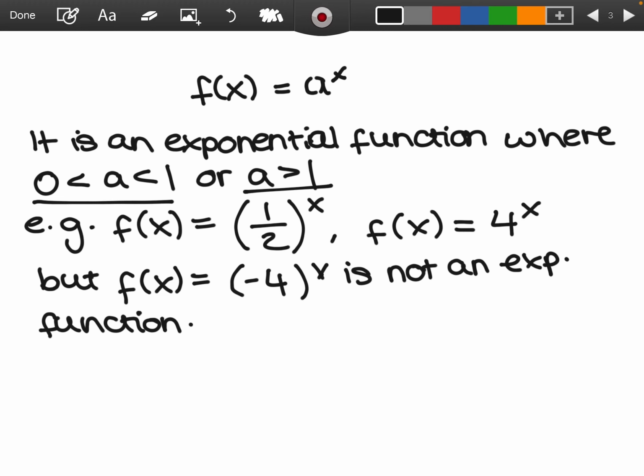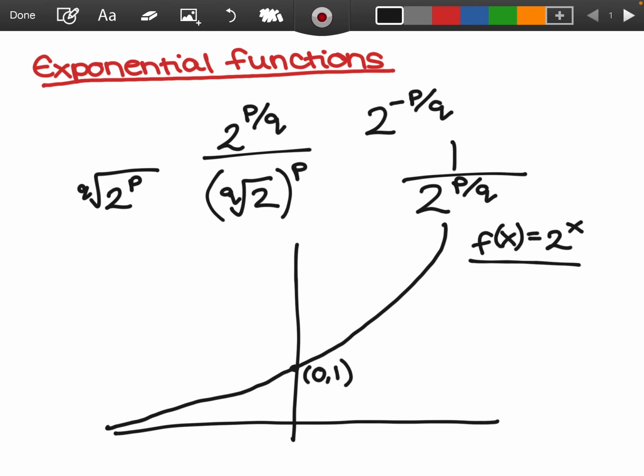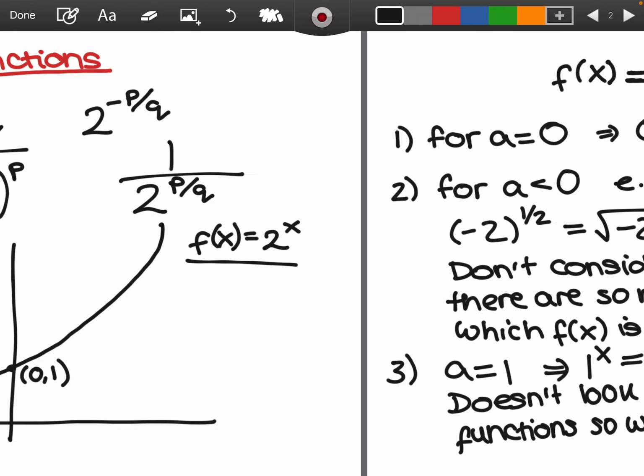Depending on what a is, so whether a is between 0 and 1 or a is greater than 1, will depend on what the graph looks like. We've already seen what the graph would roughly look like if a was greater than 1. As we see here, we have this particular graph where it rises as you go from left to right. It goes through the point 0, 1, and that is the case if a is greater than 1.